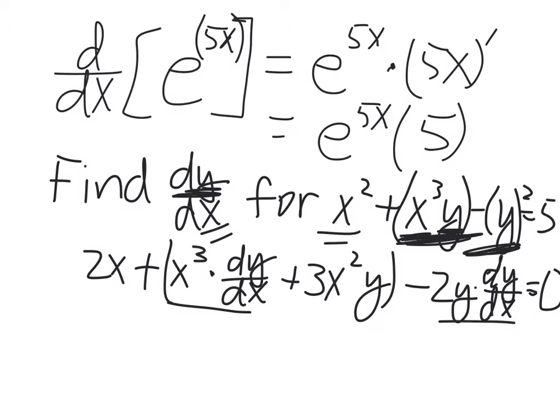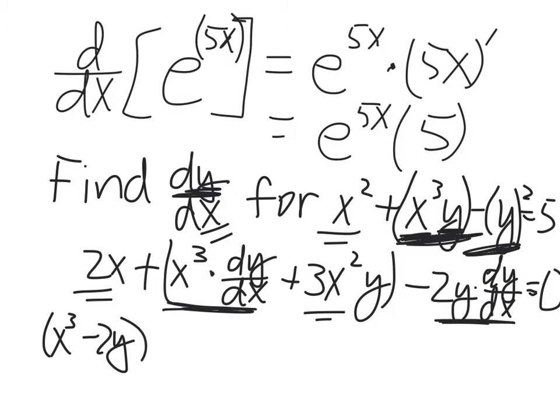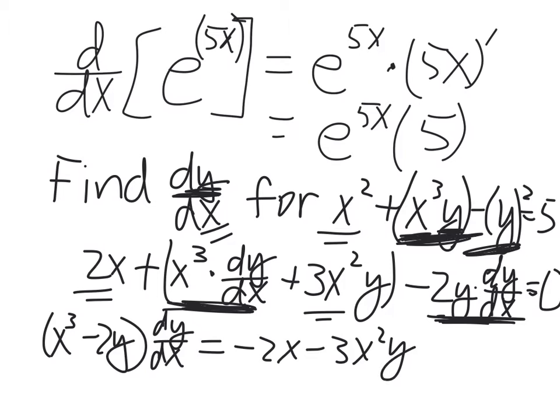Solving for dy by dx, we can move these two to the other side. And what we do with these, if there's two terms involving the dy by dx, we can factor that out. So we'll leave the x cubed and then minus 2y, factor out our dy by dx, and then subtract the 2x and 3x squared y from both sides.